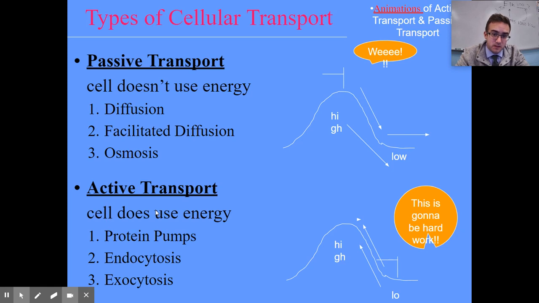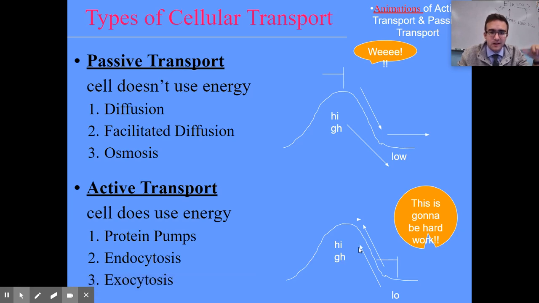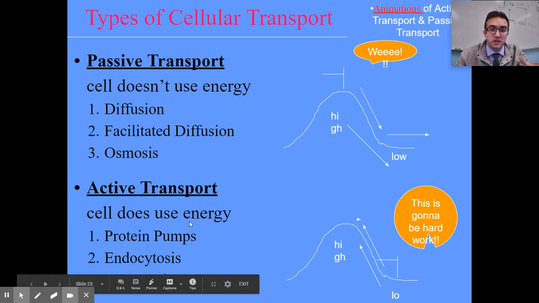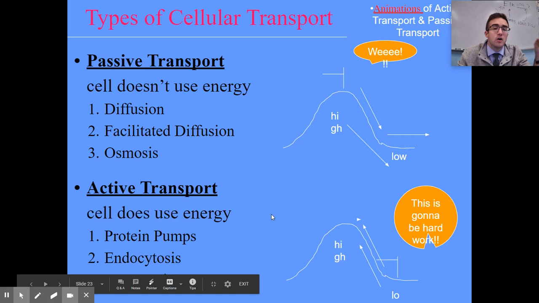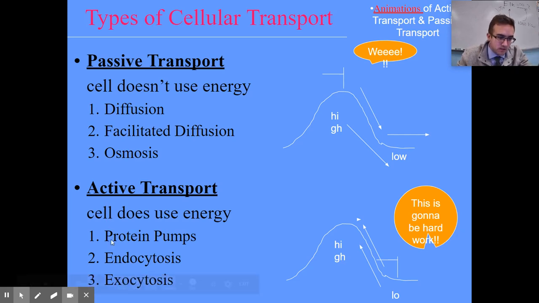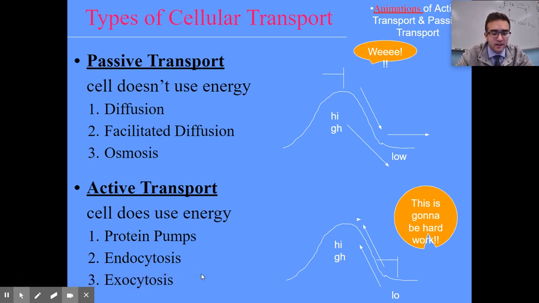Active transport is different from passive transport in two ways. One, again, like I said, it moves from low concentrations to high concentrations. And the second way is that it uses energy. So up to this point, diffusion, facilitated diffusion, and osmosis don't use energy. These next three things we're talking about, they use energy: protein pumps, endocytosis, exocytosis. They all use energy. So let's just talk about it.